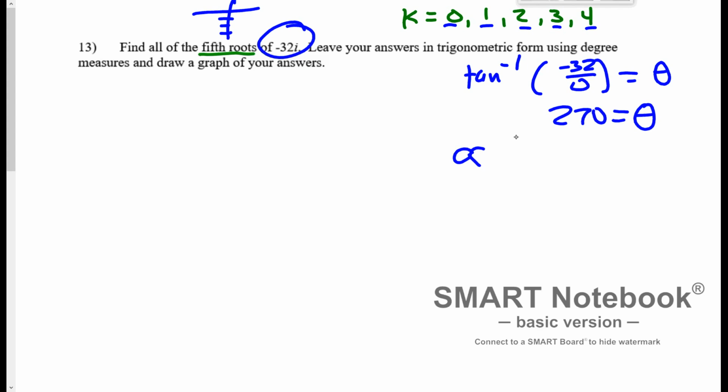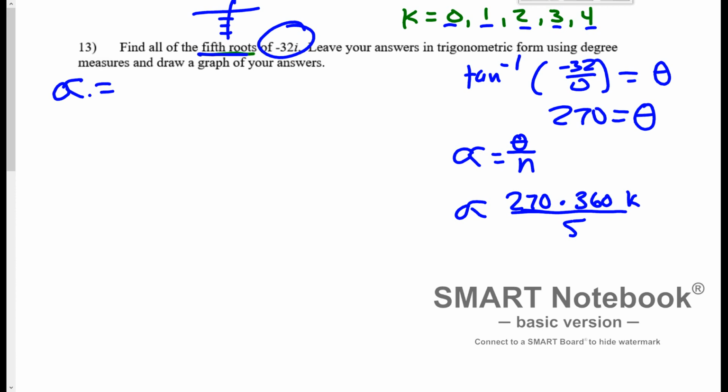And alpha is our theta over our n, and our n is the fifth root, so that'd be 5. So our alphas are our theta, 270, over 5. And then we always add to that 360 times whatever our k is, and that's all over our n, 5. Okay, so that's how we find our alphas. So I'm going to plug in 0 for k, and then 1, then 2, then 3, and then 4 for all my alphas.